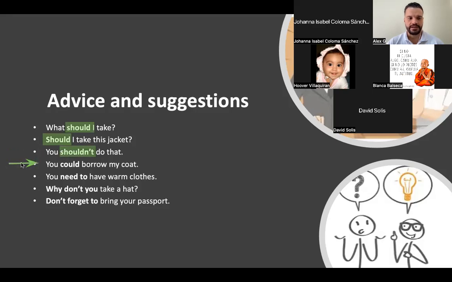What about the next one, Blanca? Can you read the next one? Yes. You could borrow my coat. You need to have warm clothes. Why don't you take a hat? Don't forget to bring your passport. Excellent. So we can also use could, right, to express suggestions or advice. The expressions you need to, why don't you, and don't forget to express suggestions and advice.